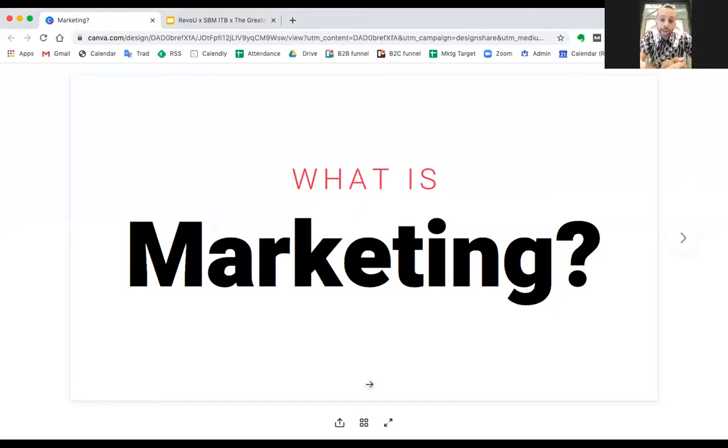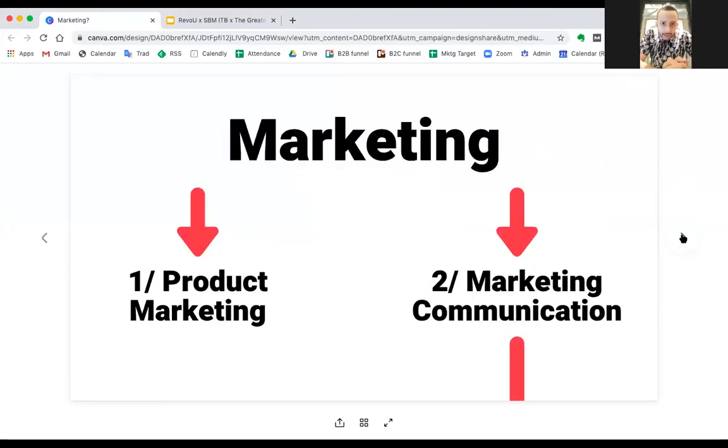So what is marketing? Can we have the next slide? There are two types of marketing, and I am definitely oversimplifying this. You can definitely Google marketing and read about it in tons of books that explain marketing in detail. But I'm explaining it so that we have a very simplified understanding of the core of marketing. And when we talk about the core of marketing, there's really only two sides to it.